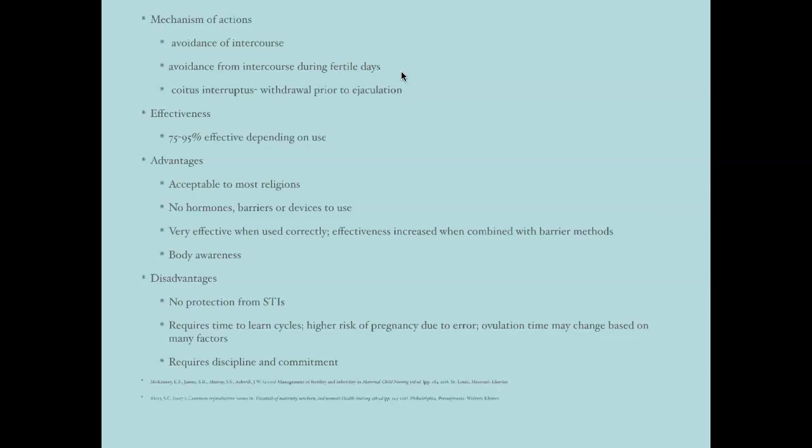Because you've got to plan around those days, and oftentimes libido is increased during those days, so those may not be the time that we really want to avoid intercourse, but it's the most fertile days. Coitus interruptus is, again, withdrawal of the penis prior to ejaculation. Effectiveness of these methods is anywhere from 75 to 95% effective, depending on use, so you've got a great variance in how effective these are.